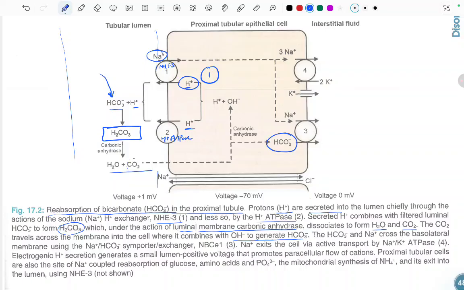Fine, the CO2, which is in the gaseous form, crosses the membrane and comes inside the proximal tubular epithelial cell, and then again it combines with OH minus, which regenerates the bicarbonate. This bicarbonate is now formed. The bicarbonate and the sodium cross the basolateral membrane using the sodium bicarbonate symport exchanger. It is a symport. Okay. Third one is the sodium bicarbonate symport exchanger.